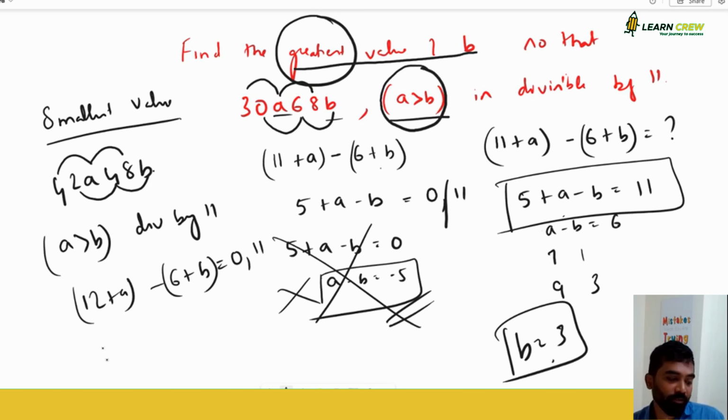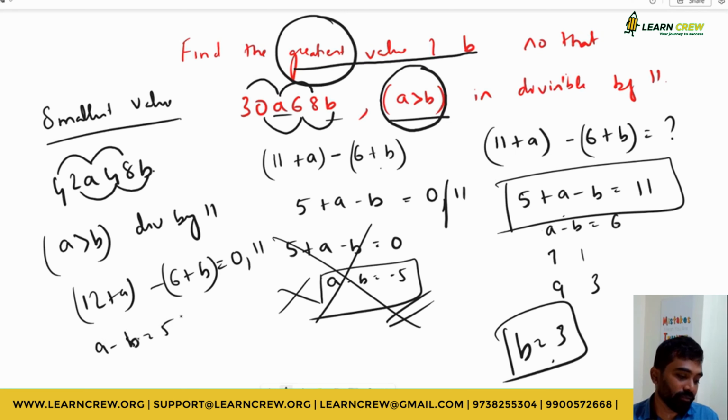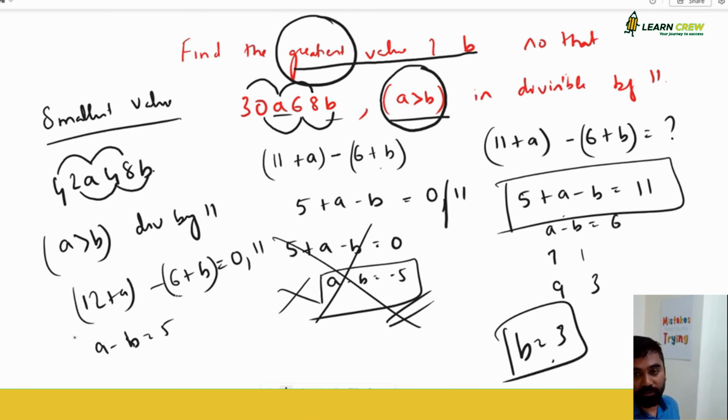Where if A minus B equal to 5, then the smallest value of A can be what? So 5 minus 0 can be the smallest. Okay. So these are some of the questions.